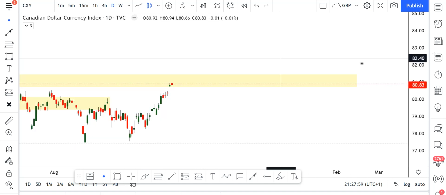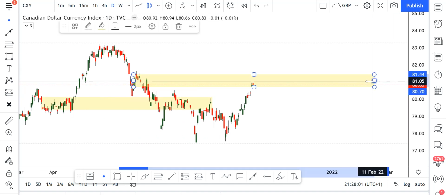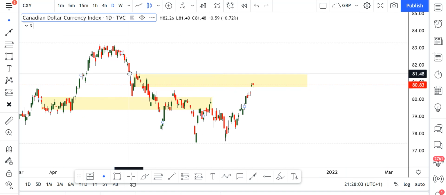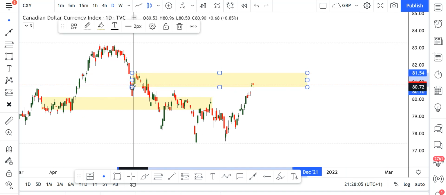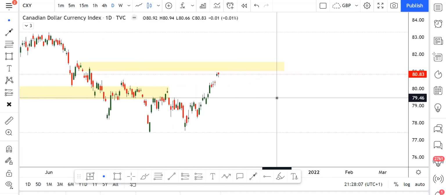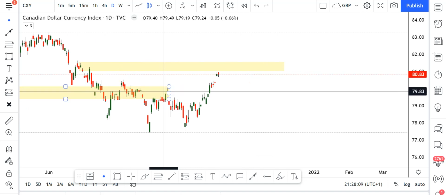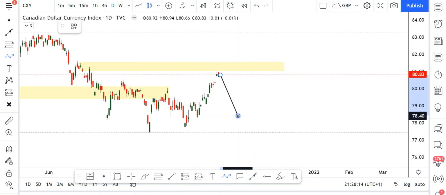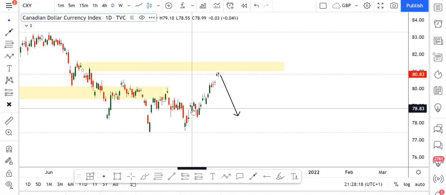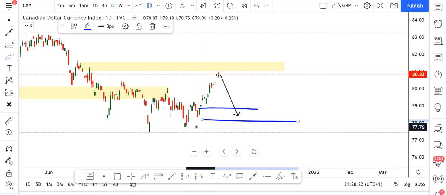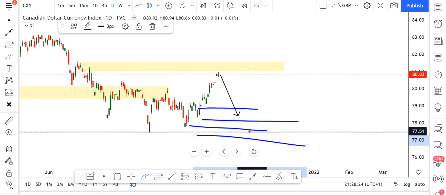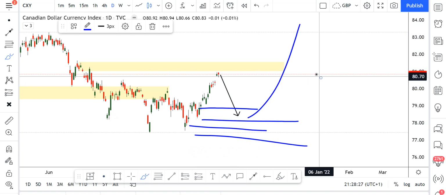Now, on the daily, what are the things we can see? We'll notice that price just got to this supply zone. And what do we expect in such a case? Since the daily is already bullish, we can expect that price will fall to the downside, respecting this demand zone right here, or any of the demand zones right here, before we move to the upside.